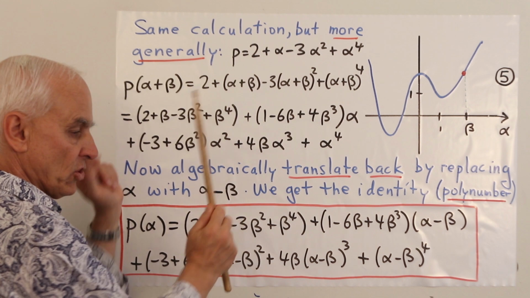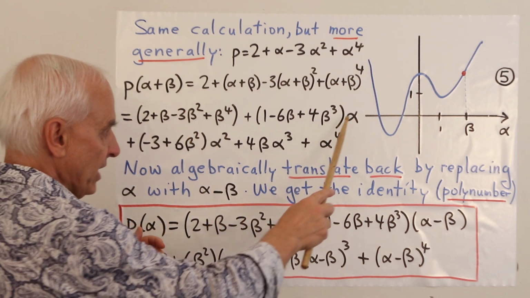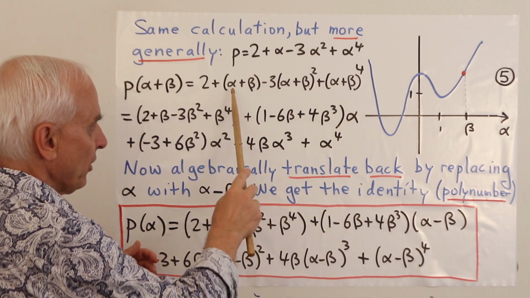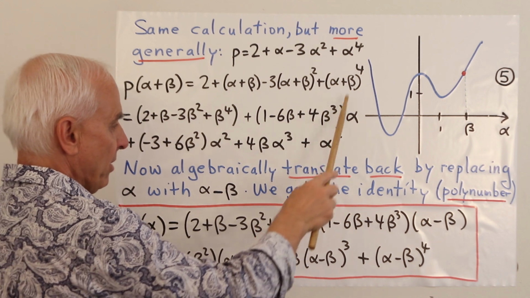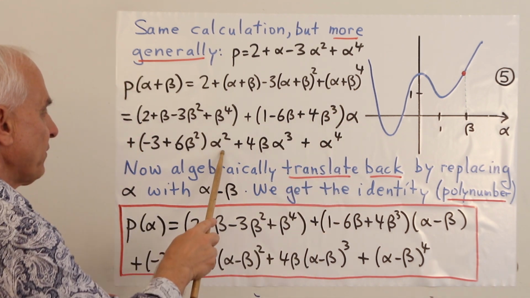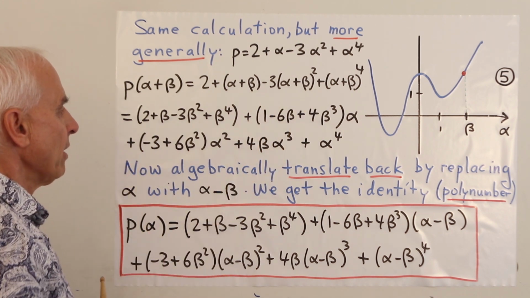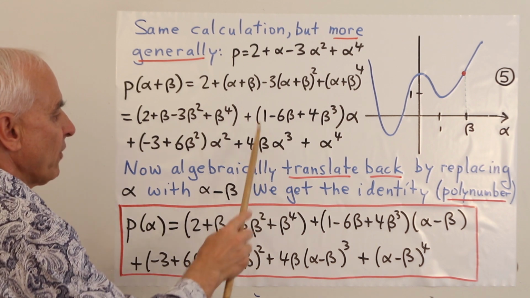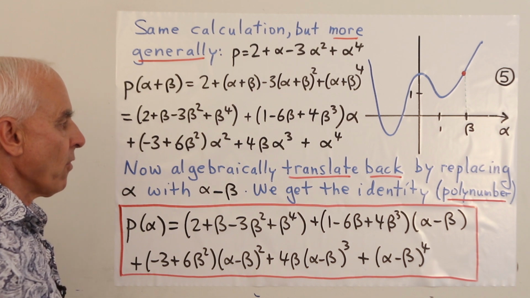There's the constant term, which doesn't depend on alpha. The things involving just alpha, well, there'll be a 1, there'll be a minus 6 beta from here, and there'll be a 4 beta cubed coming from that term. The alpha squareds get coefficient minus 3 plus 6 beta squared, and the alpha cubed, 4 beta times alpha cubed, and there'll be a single alpha to the 4th.